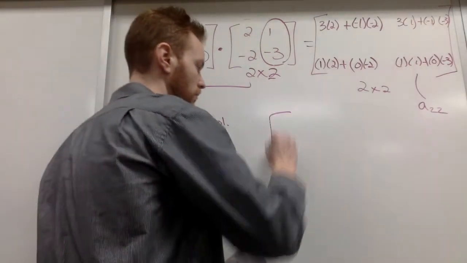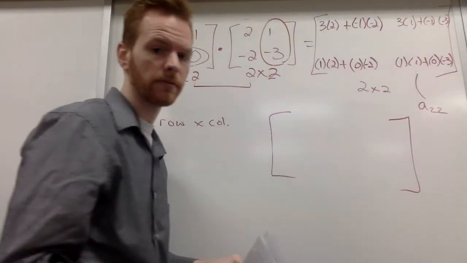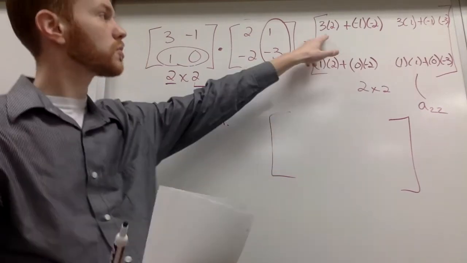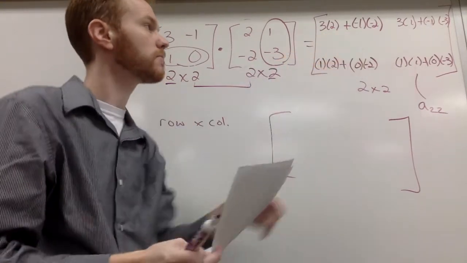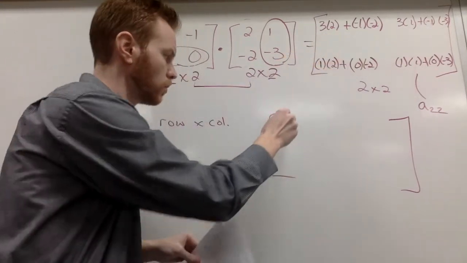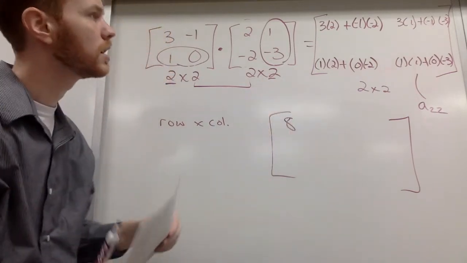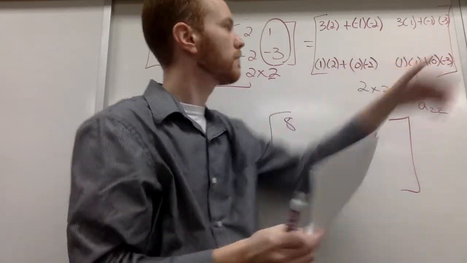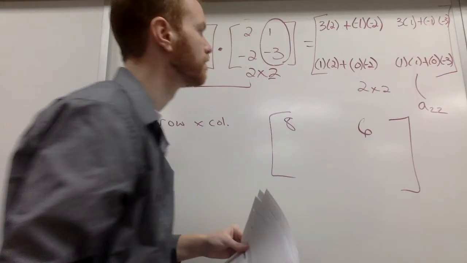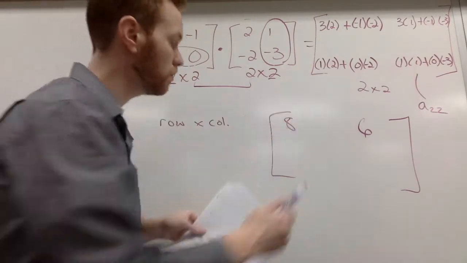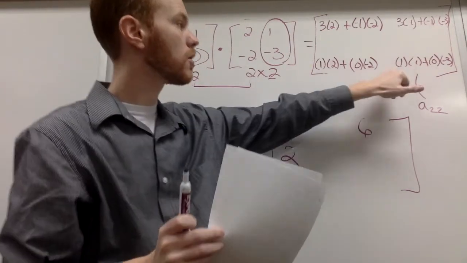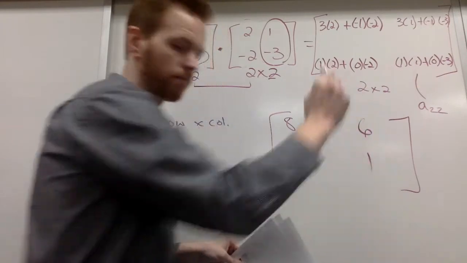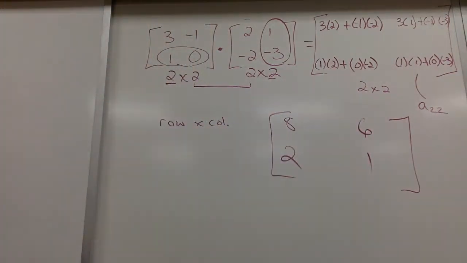Now the final result is to simplify. So 3 times 2 is 6, plus that becomes a 2, so that gives me an 8. This would be a 3 plus a 3, which gives me a 6. This would just be a 2. And this guy would be just a 1. I'm done simplifying. So there's my new matrix.